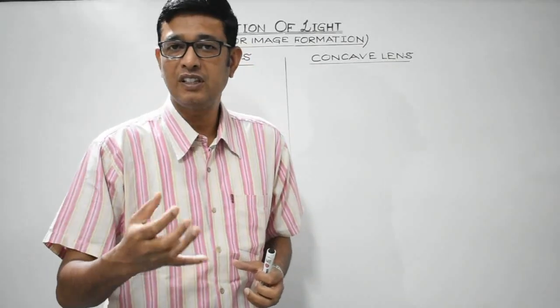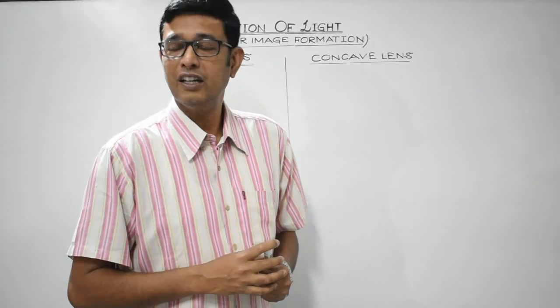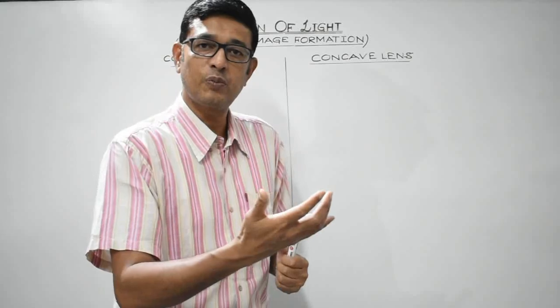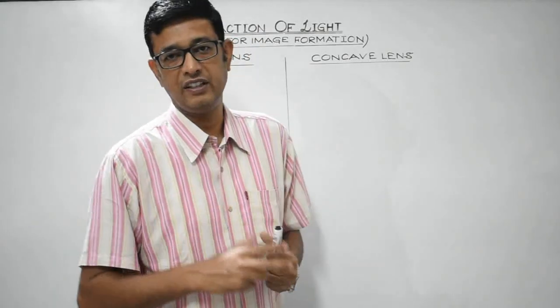In today's lecture we will discuss the rules for the image formation in the case of lenses, and thereafter we will discuss the nature of the image obtained when an object is placed in front of a convex lens.